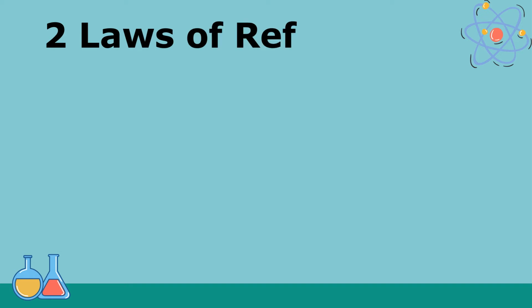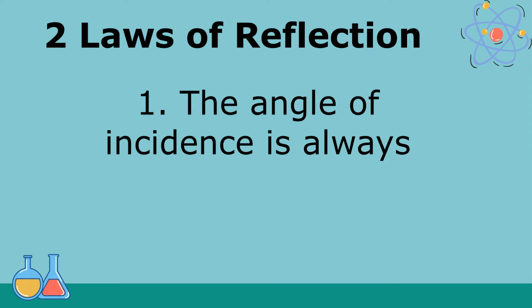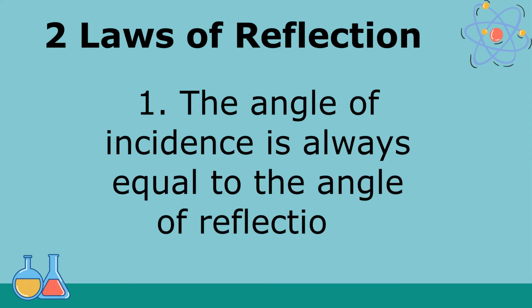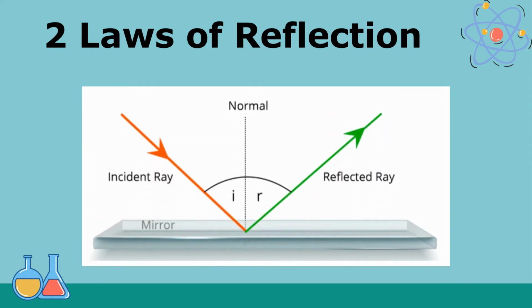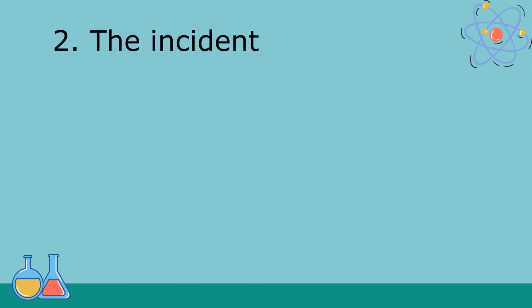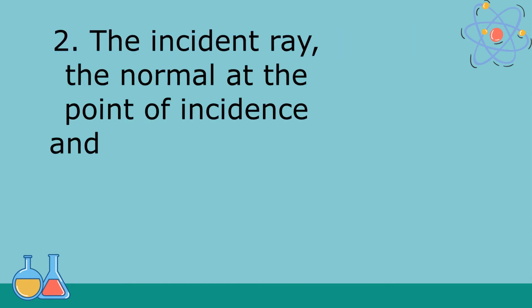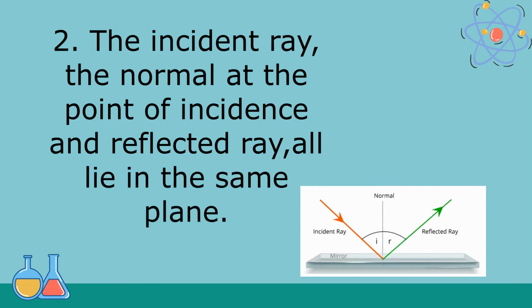There are two laws of reflection. The first law states that the angle of incidence is always equal to the angle of reflection. If the angle of incidence is 30 degrees, then the angle of reflection is also 30 degrees. Remember that these angles are always measured from the normal and not from the mirror. The incident ray, the normal at the point of incidence, and the reflected ray all lie in the same plane.